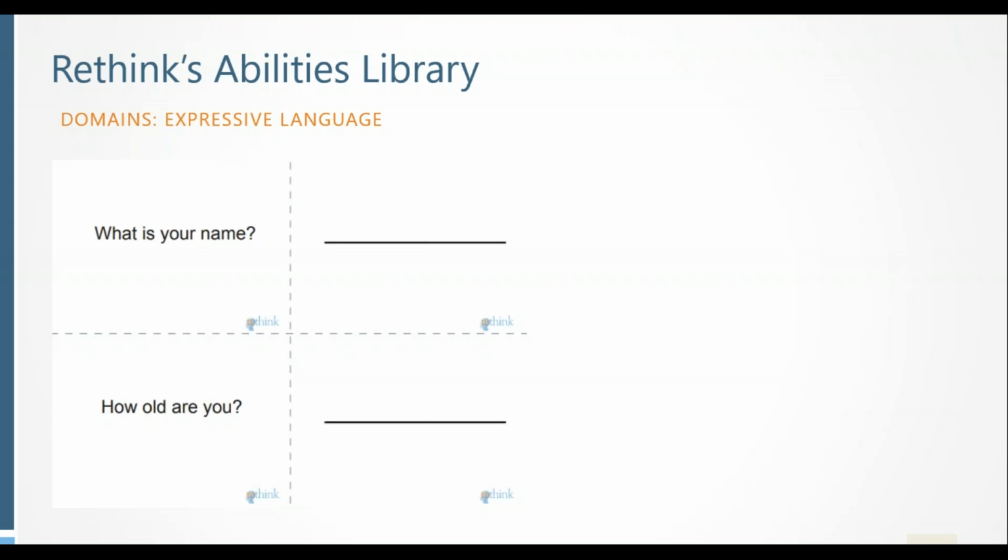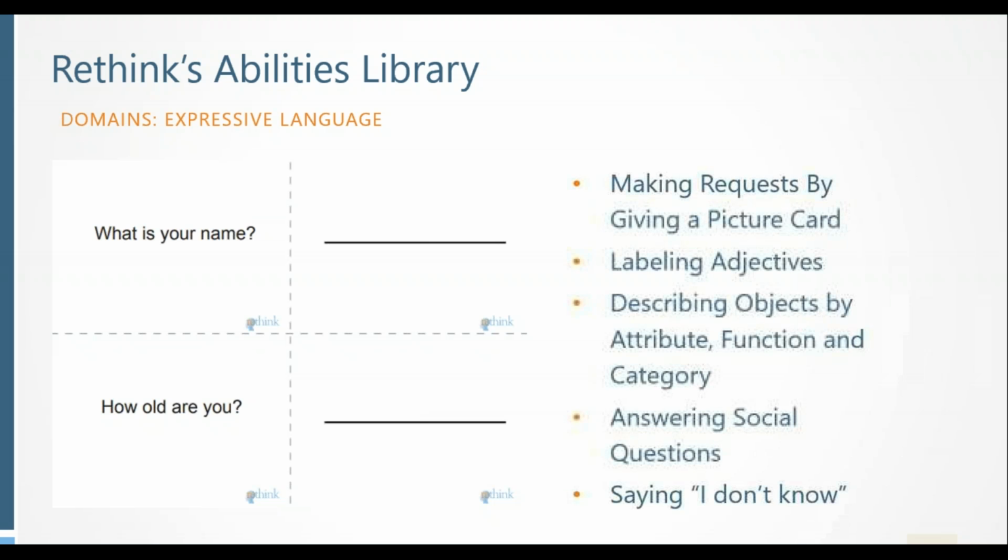The next area is expressive language. Areas in expressive language are labeling, describing, and summarizing speech and grammar, and verbal interaction. Some of the lessons you can find in Rethink are making requests by giving a picture card, labeling adjectives, describing objects by attribute, function, and category, answering social questions, and saying, "I don't know."